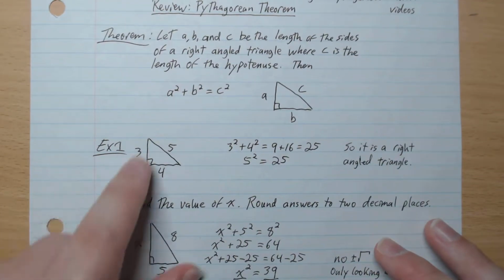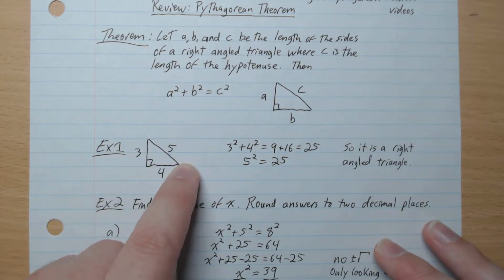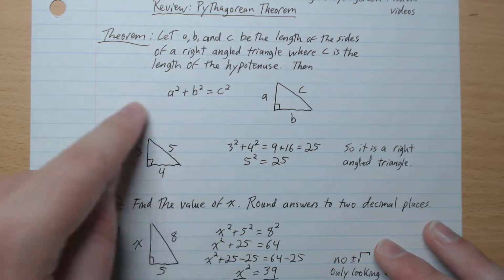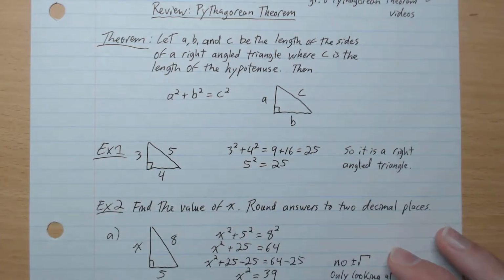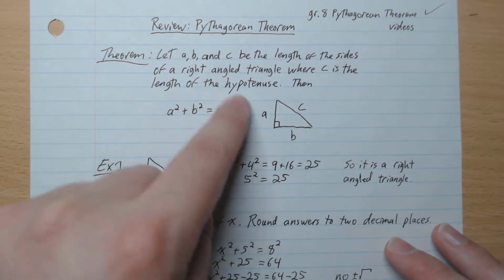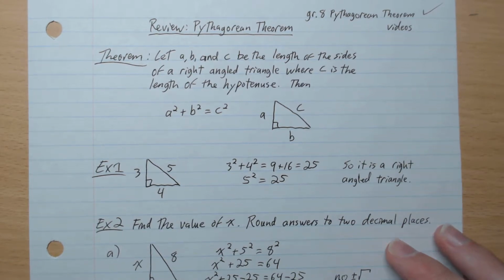So example number 1, we have a triangle here, 3, 4, 5. So if we go 3 squared plus 4 squared, that gives 25. 5 squared also gives 25, so this is a right-angled triangle. Right? So the theorem says that if it's a right-angled triangle, it has to follow this property. If it doesn't, then it's not a right-angled triangle.